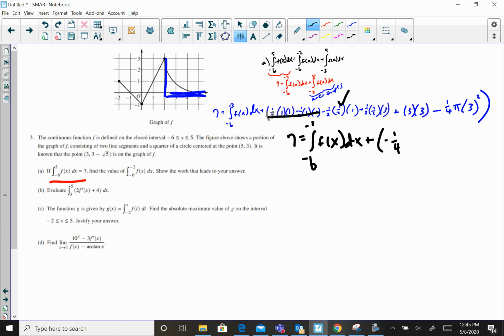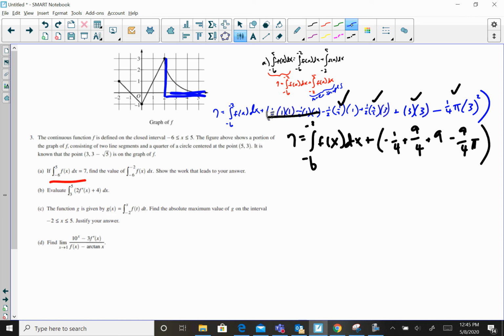And then I have, so that's that. This is 1/2 times 3/2 times 3, so that's a positive 9/4. That's this, plus 9, minus 9/4 pi. All right, awesome.